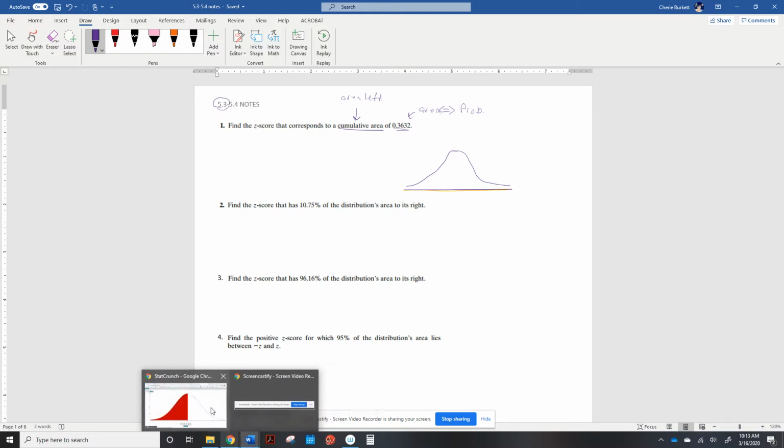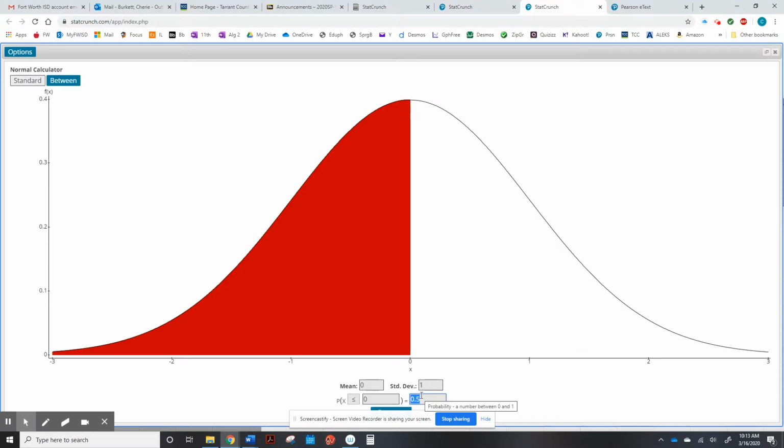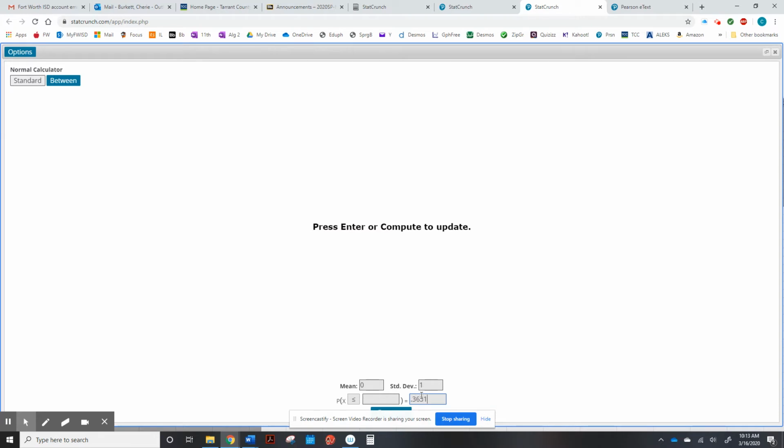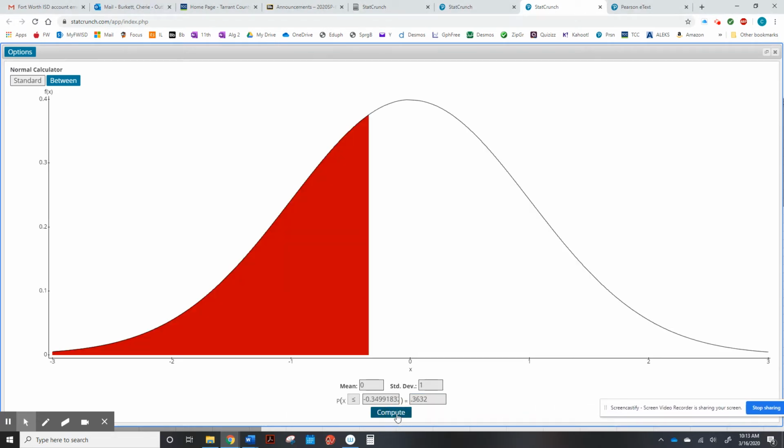So I'm going to go to StatCrunch, and right here I'm going to type in 0.3632, and let me move this out of the way and hit compute. And there is the cumulative area right there. And they tell me that my z-score is this. Now remember, StatCrunch always calls it x, but as long as the mean is 0 and the standard deviation is 1, then x is the same thing as z.